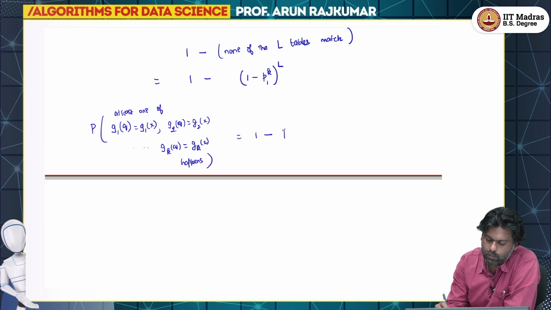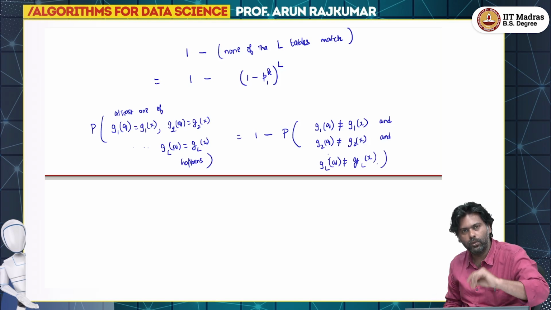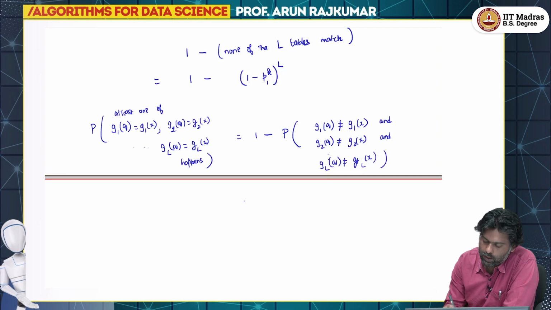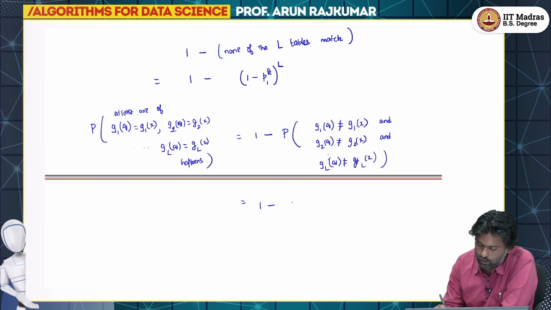Well, this is 1 minus P of g1 of q not equals g1 of x and g2 of q not equals g2 of x and dot dot dot gL of q not equals gL of x, right. This should also be an L. Because even if one matches, then the AND will fail, right. Because this is the complement property. Now, the fact that g1 of q matches g1 of x or not has nothing to do with whether g2 of q matches g2 of x, because these are all independent hashes. So, this is just the product over i equals 1 to L of the probability that gi of q is not equals gi of x, right.